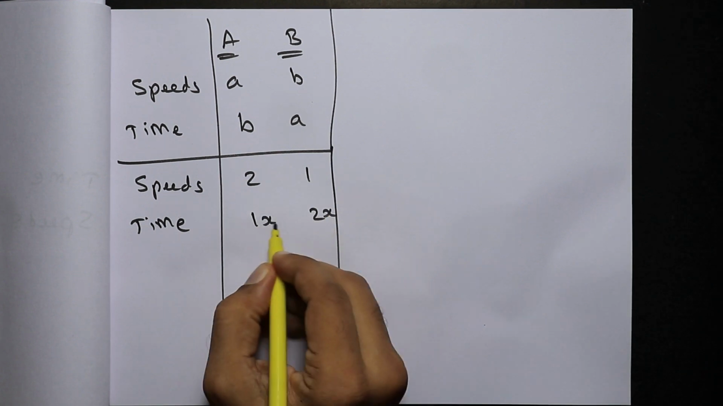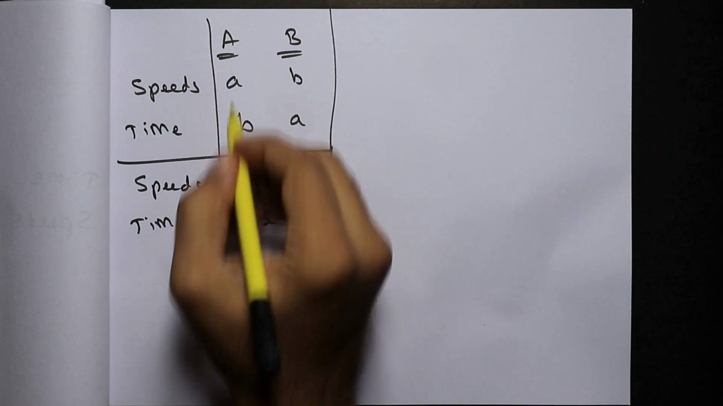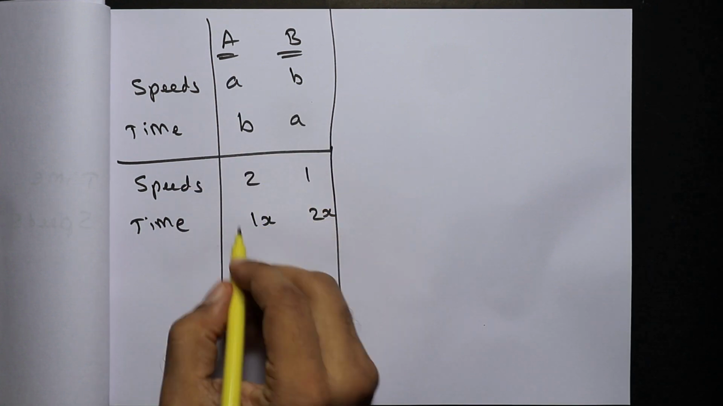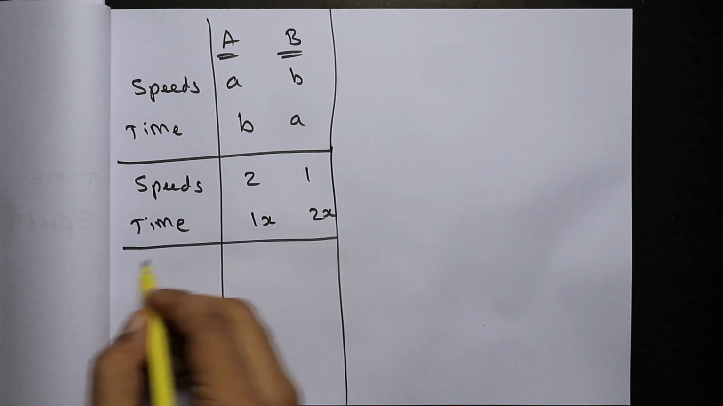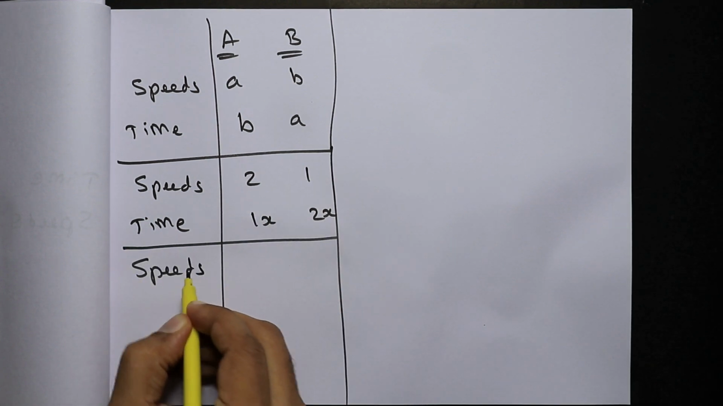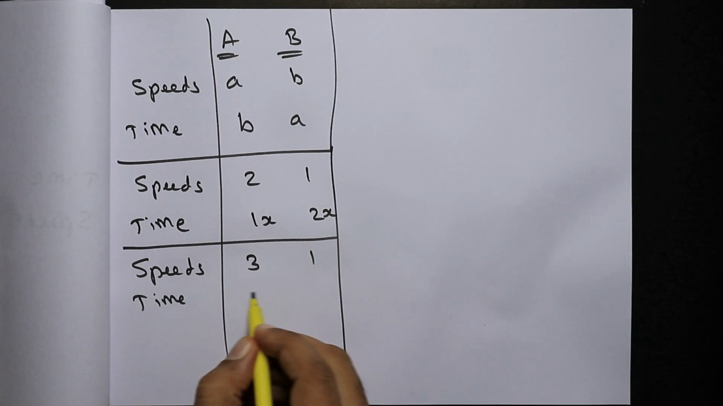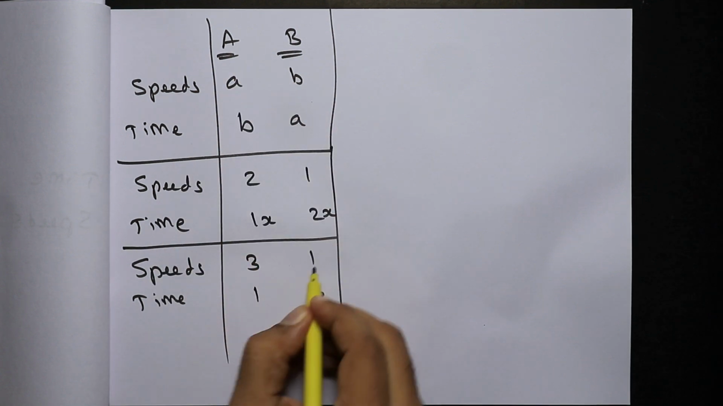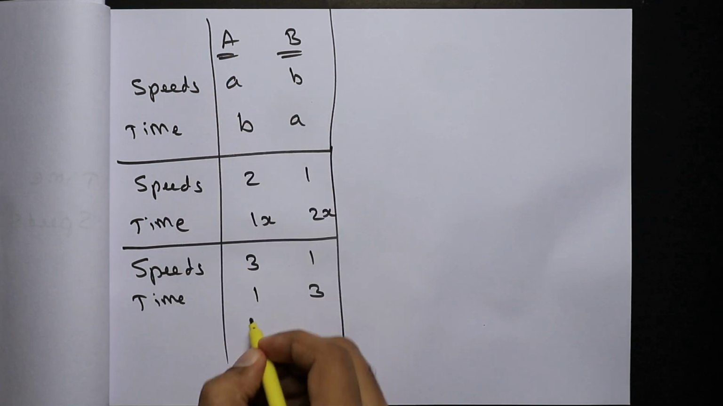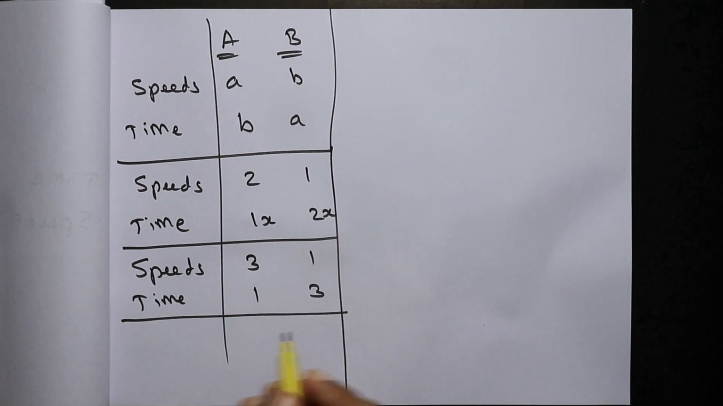So you can take it as 1x and 2x. That is, you can see that A's speed is twice that of B, then A will require only half the time required by B. For example, if the speeds are in the ratio 3 is to 1, then the time required will be in the ratio 1 is to 3. That is, if A's speed is 3 times that of B, then the time required will be 1/3 that of B.